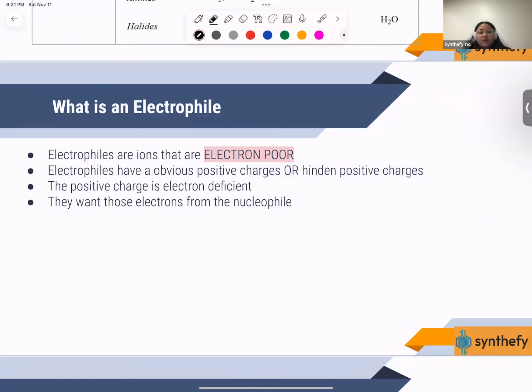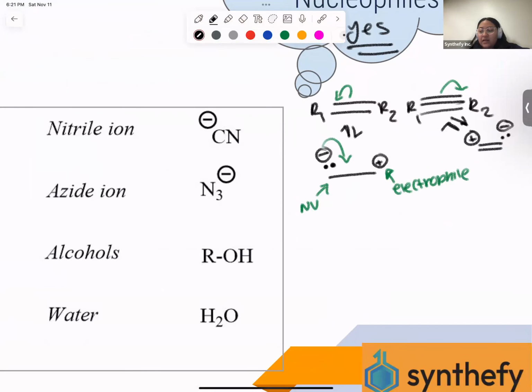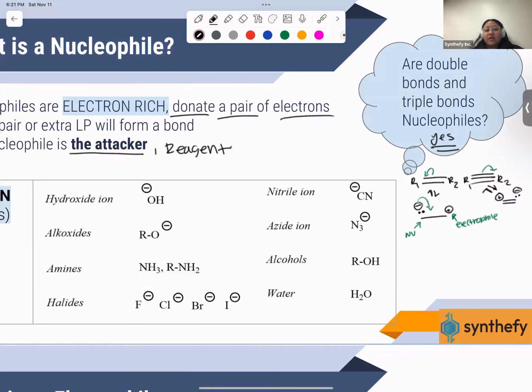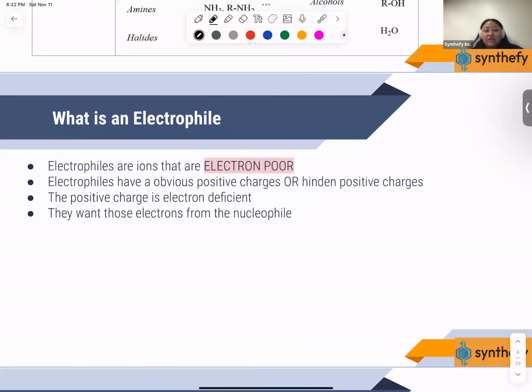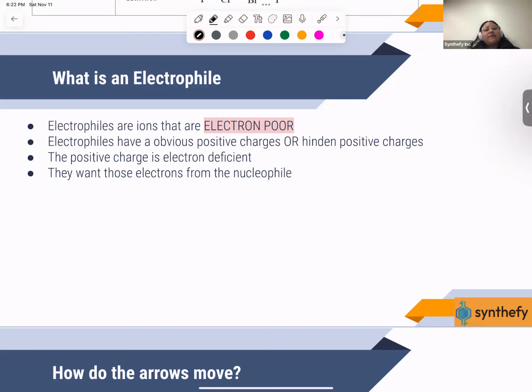Okay, so now that we discussed the nucleophile or the attacker, now let's talk about the electrophile. Well, electrophiles are ions that are electron poor. That means that they have a positive charge. Sometimes that positive charge will be blatantly drawn out for you. However, sometimes it won't. It'll be hidden within the molecule, and it's your responsibility to know where these positive charges are within the molecule. Because there is a positive charge, it means it's electron deficient. It wants some electrons, and what can give it that? A nucleophile can give it those electrons that it wants so desperately. So that's why you have an electrophile and a nucleophile in a reaction. Again, another name for electrophile is your substrate.